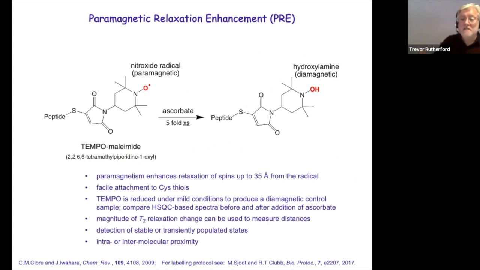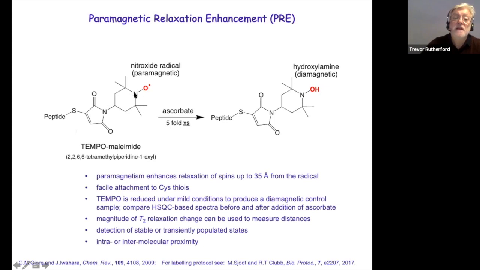Okay, the last technique I won't say very much about is similar to putting a FRET label, a fluorescence resonance energy transfer label, into a molecule. We can put a paramagnetic spin label into a protein, and it will enhance the relaxation rate, and we can measure that in the spectrum, and it will give us the idea of the distance between a spin and the paramagnetic label based on how much we enhance the relaxation rate of the protein.